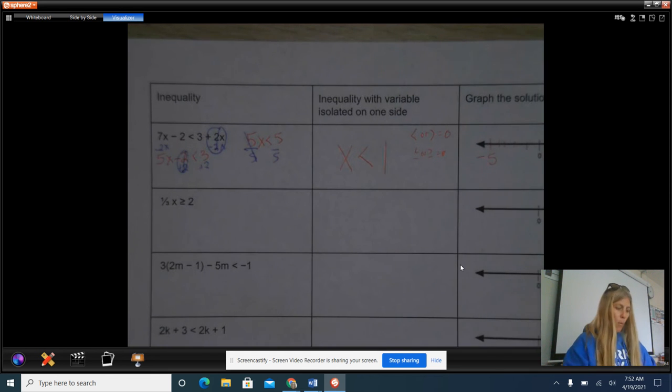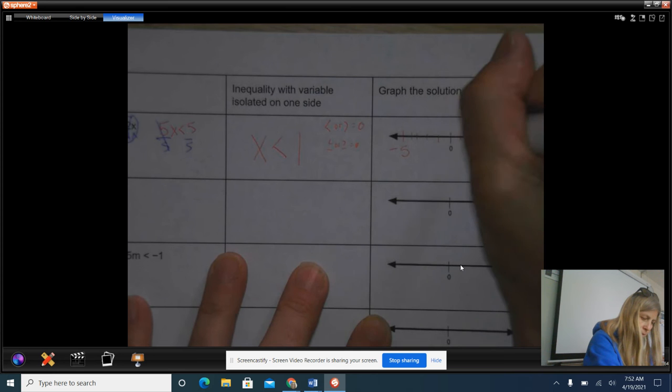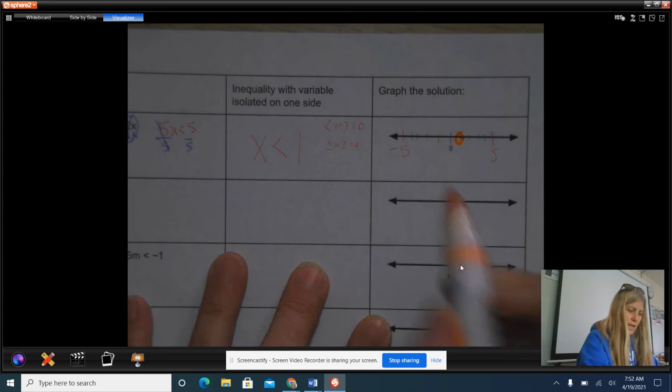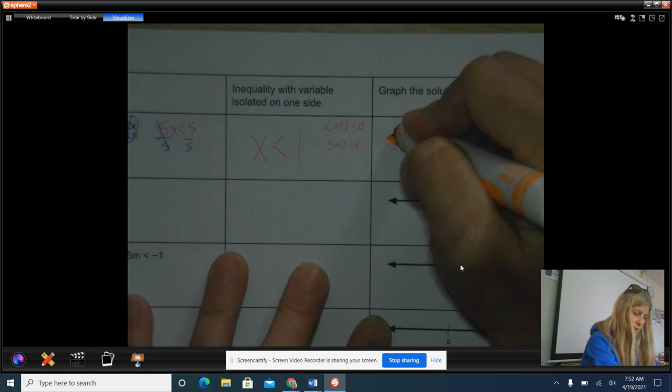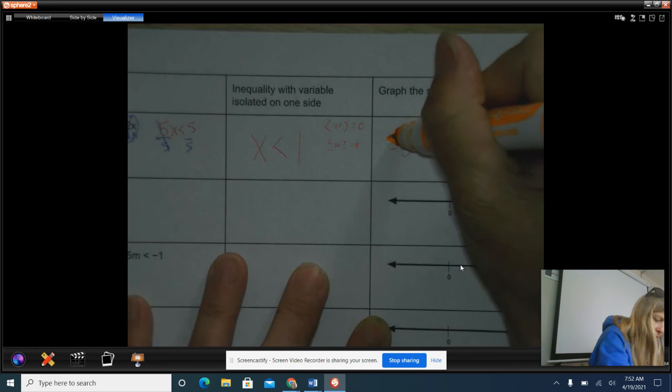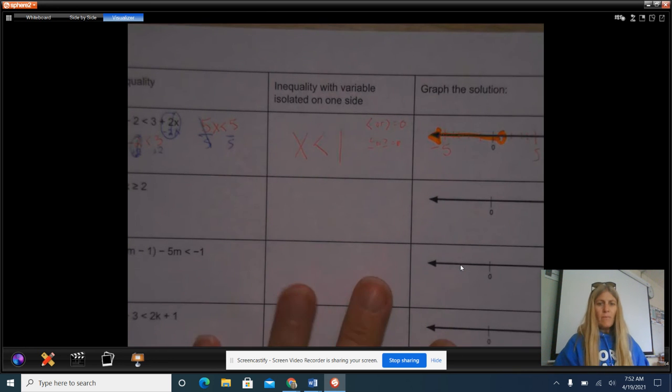And at 1, we're going to have an open circle, because it is less than. I shade the side that looks like the inequality, and we also know that less than is to the left. And then I connect the two. Now, that means that 1 is going to make this inequality false.